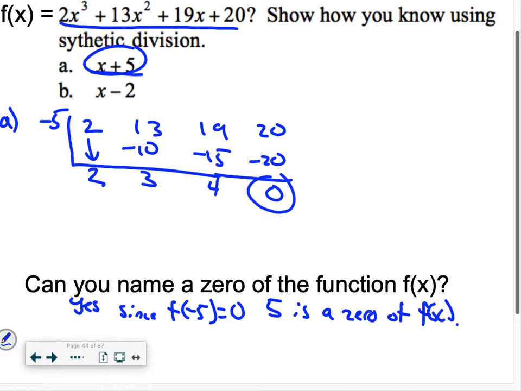And if negative 5 is a 0 of the function, because when I put negative 5 in, I get 0, that means x plus 5, the thing I divided by, is a factor of f of x.